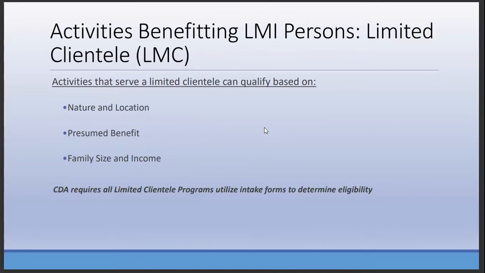Activities that serve a limited clientele or LMC can qualify based on nature and location, presumed benefit, or family size and income. CDA requires that all limited clientele programs utilize intake forms to determine eligibility.